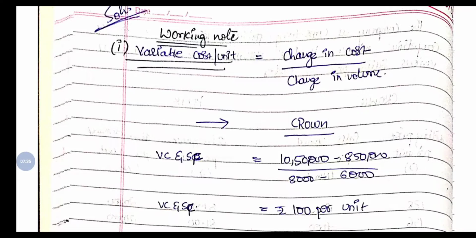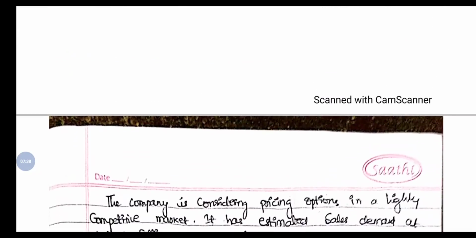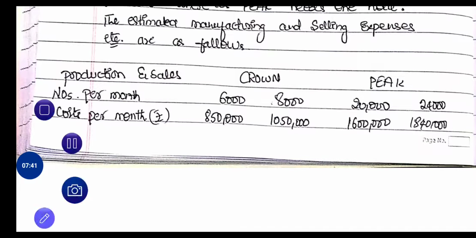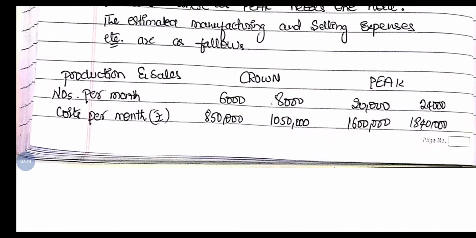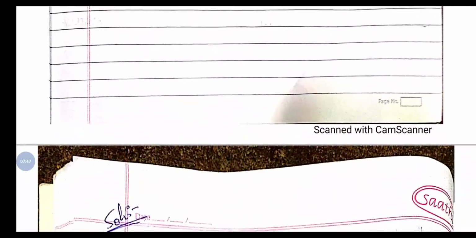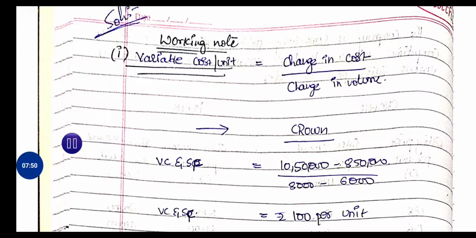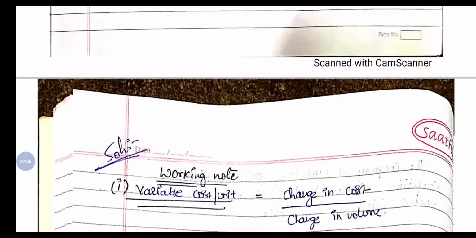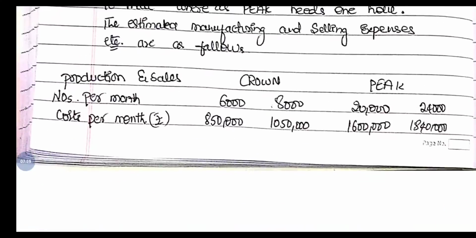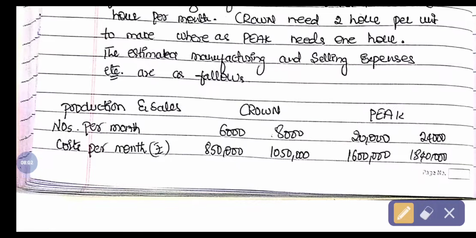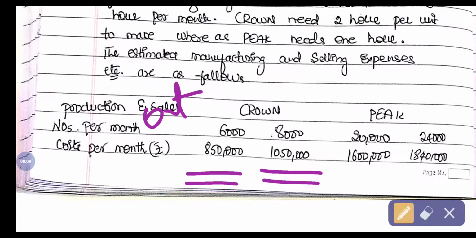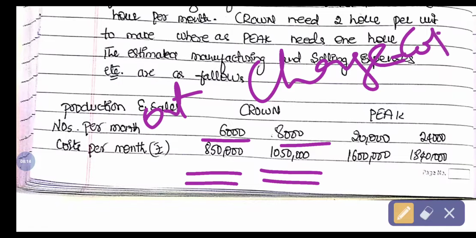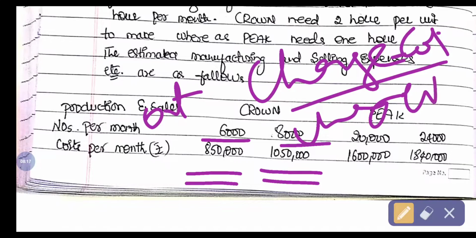So here, as they have given two costs for two time periods, we have to calculate it by using this formula, that is change in cost divided by change in volume. So they have given two values, two costs. First of all we'll calculate for Crown. For Crown, the cost is 10,50,000 and 8,50,000, and the output, that is the volume, is 8,000 and 6,000. So change in cost divided by change in volume.